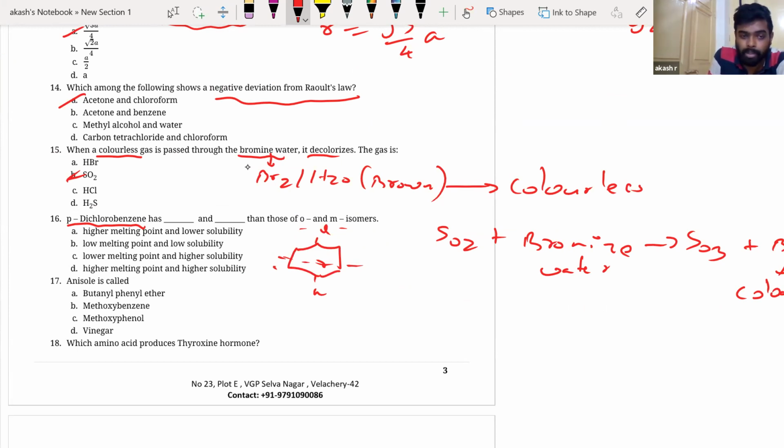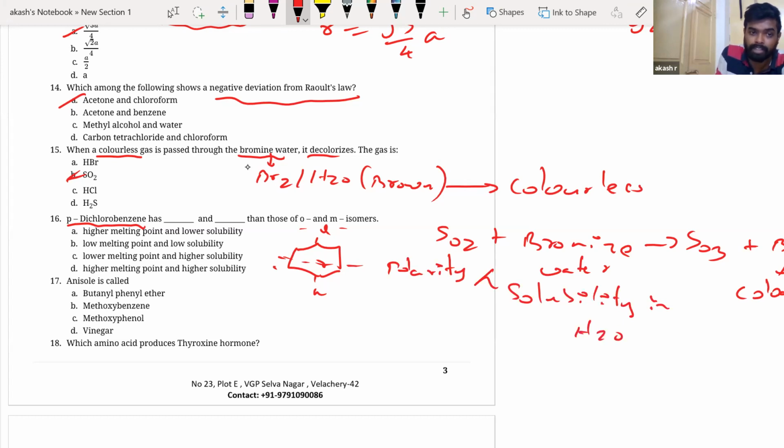And what about solubility? How do you decide solubility? It is based on the dipole moment. Polarity is directly proportional to solubility in water. Because we know the mantra: like dissolves like. Polar substances will get dissolved in polar solvents, non-polar in non-polar solvents. Now you see that the dipole moment will be towards this chlorine, and the dipole moment will be towards this chlorine. So eventually mu is 0. It is not a polar compound at all.